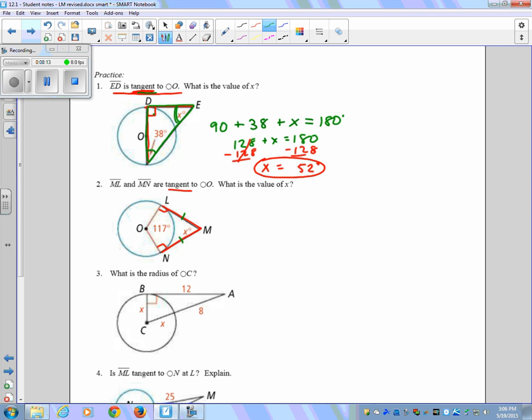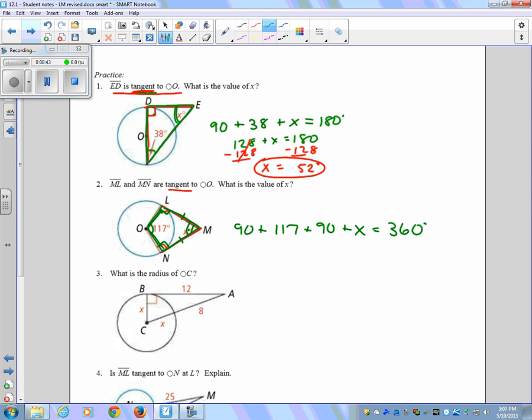that theorem. So this is forming a quadrilateral here. And we know that the four angles of a quadrilateral have to add up to 360. So we're going to do 90 plus 117 is given to us here, plus another 90, plus x is the missing, equals 360.